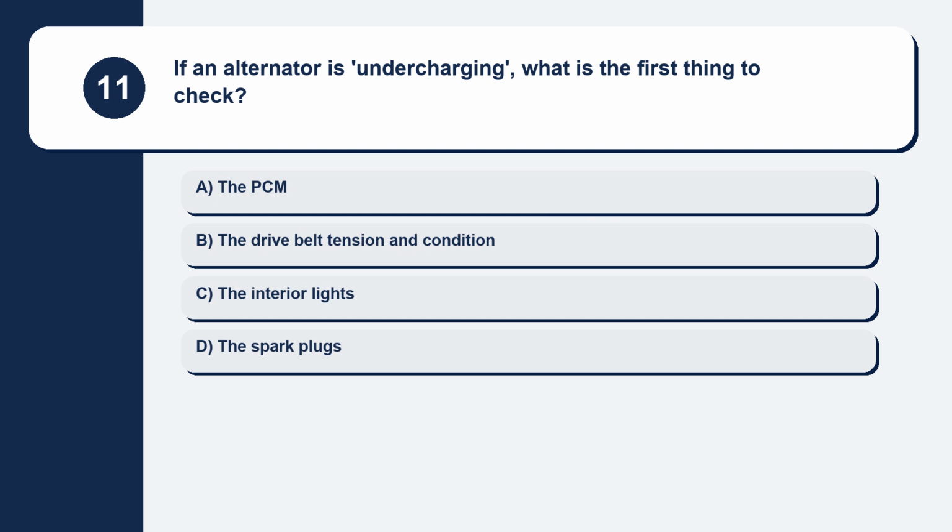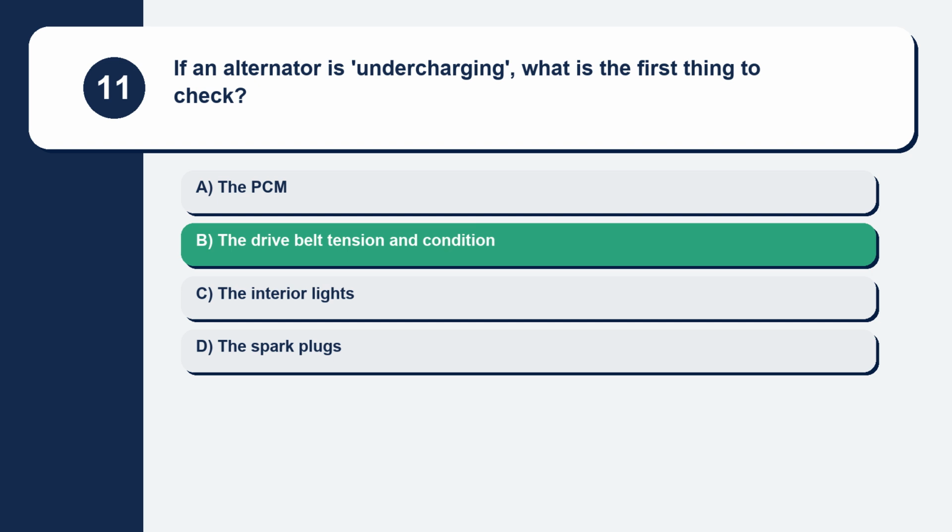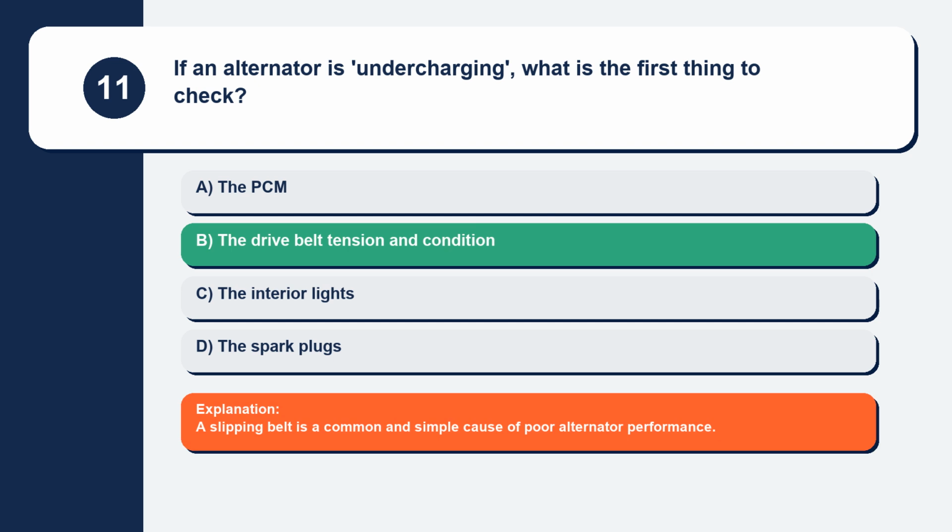Question 11. If an alternator is undercharging, what is the first thing to check? The PCM. The drive belt tension and condition. The interior lights. The spark plugs. A slipping belt is a common and simple cause of poor alternator performance.